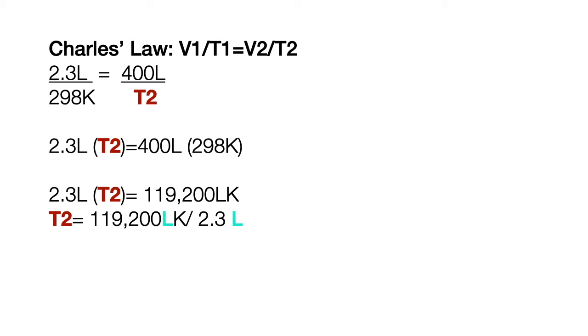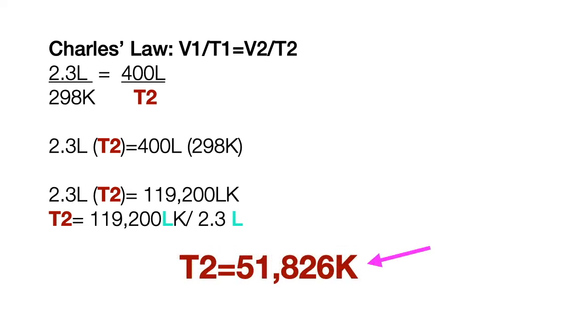T2 equals 119,200 liters Kelvin divided by 2.3 liters. We can then get rid of the units liters. We can then grab a calculator for our final step, which is chug. T2 equals 51,826 Kelvin. Quick reminder to always include units in your final answer.